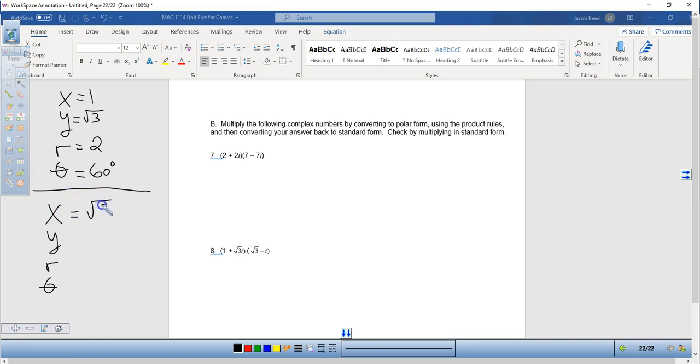Second one, we have root 3 and negative 1. That would mean that r is still 2. And theta, well, we need negative 1 over root 3. So where is x going to be positive, but y is going to be negative? That's going to be right down here. X positive, y negative. So we got negative 1, we've got root 3 right here, and I need to know this theta. Well, that's some variation of 30 degrees.